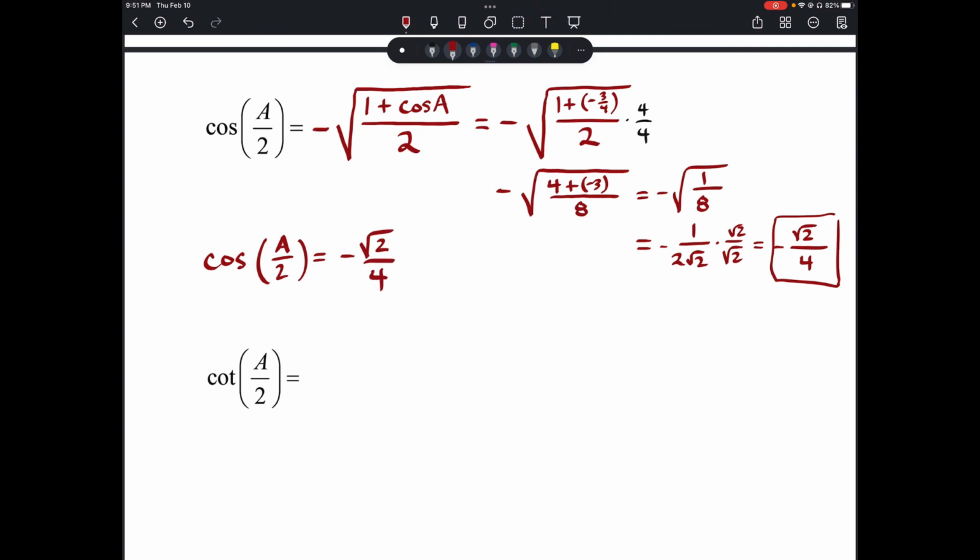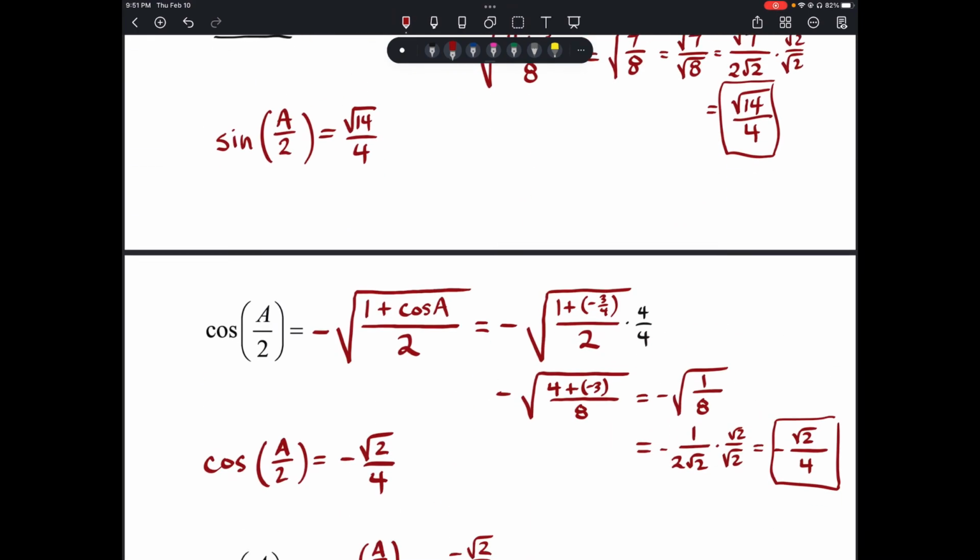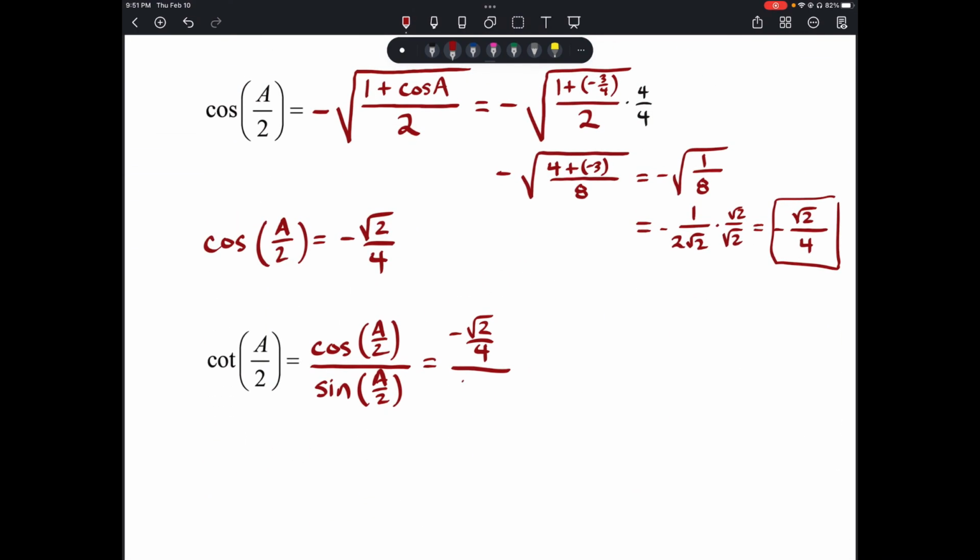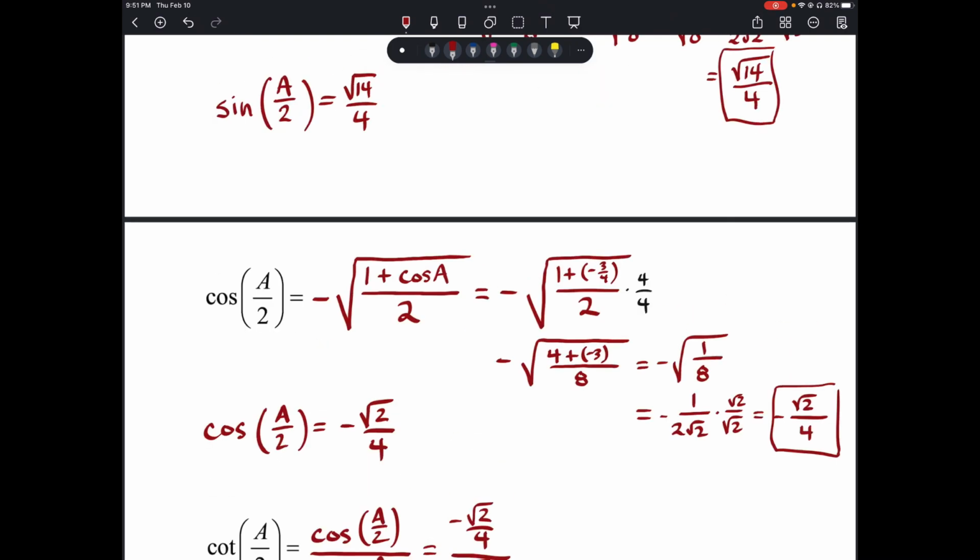And then this one's very similar to what we've been doing the past couple of days. Now we've got cotangent, so we know that that's going to be equal to the cosine of half of angle A over the sine of half of angle A. So we'll just take it and substitute those in since we know those, right? We're going to have a negative radical 2 over 4 over, what was our last answer? Radical 14 over 4. Right, is that right? Yep.